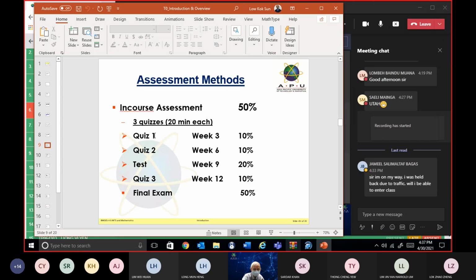We have quiz one, quiz two, followed by test, and quiz three, and last, final exam. When we have finished all the syllabus, it means after week 12 (this module is only 12 weeks in duration), you would have the final exam. Usually they give you a break of 2 weeks for revision, but no more class. You will study on your own, then prepare for the final exam.